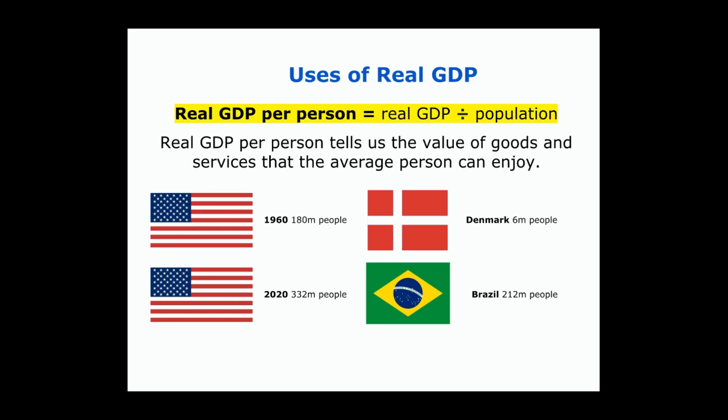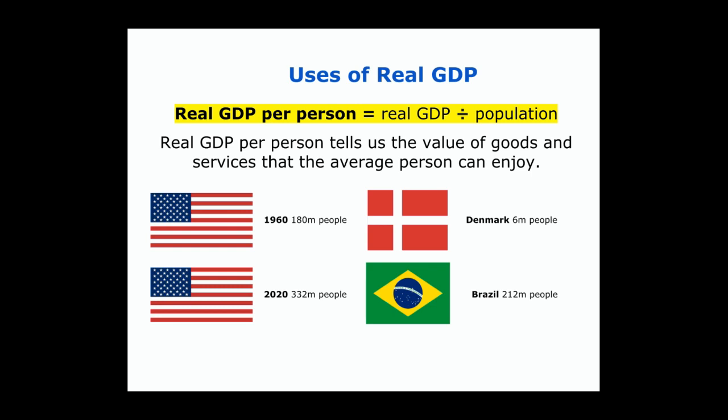In order to do this, to compare standards of living over time or to compare countries over time, we have to look at the real GDP per person. We have to factor the GDP for the amount of the population. Certainly, if we're comparing the United States in 2020 to the United States in 1960, there were twice as many people in 2020 as there were in 1960. We would expect an economy with twice as many people to produce more. The question is, how much more?